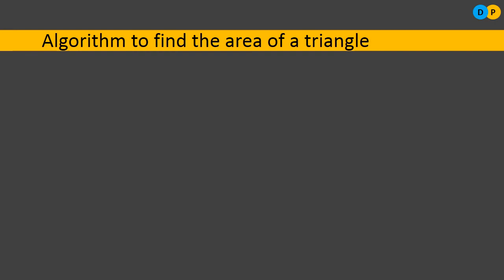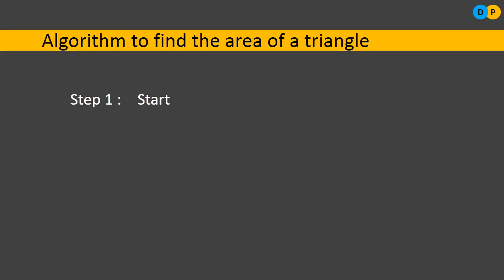The first algorithm here is to find the area of a triangle. Already I told you what an algorithm is. It is a step-by-step procedure. So let us consider the first step. What is step 1? We are just starting the procedure of writing the algorithm. So step 1 is start.